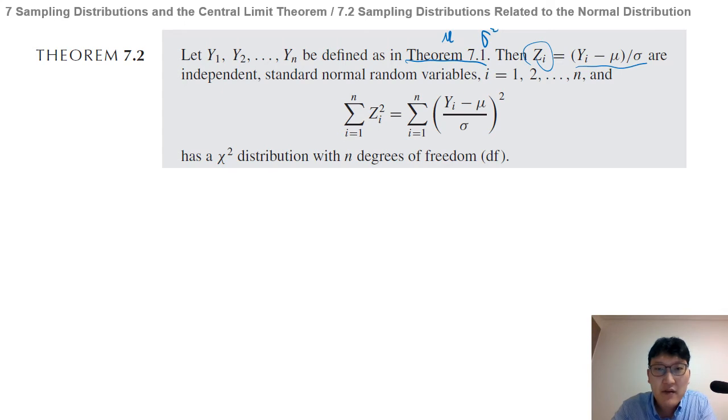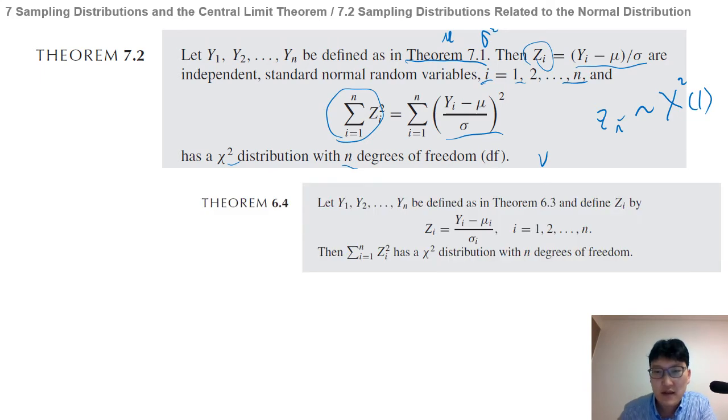They are independent standard normal random variables, and i is 1 to n, and so this is sum of zi squares, and each of zi squares follows chi-square distribution with degrees of freedom 1, and this is sum of n number of chi-square. So this is chi-square distribution with n degrees of freedom. This can be directly proved by applying Theorem 6.4. Okay.